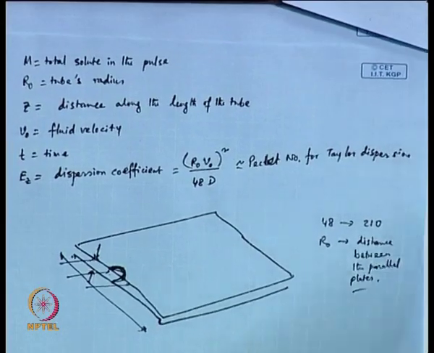If it is a square channel, somebody has to figure it out. I am not aware of what the numbers should be or how it is to be done, but that can be done. I am sure some researcher has already done it. It is just that I am not aware of it.